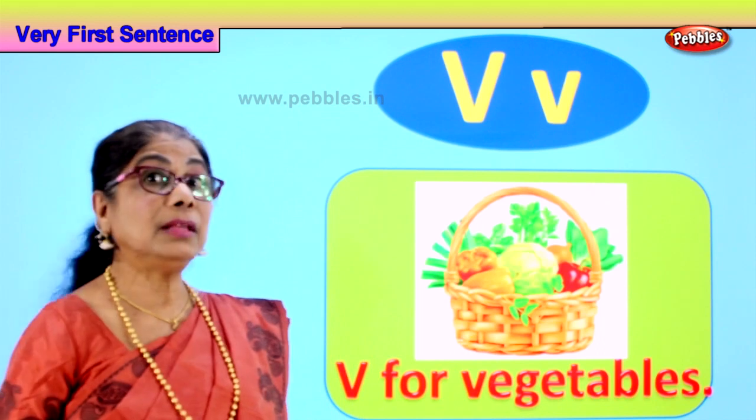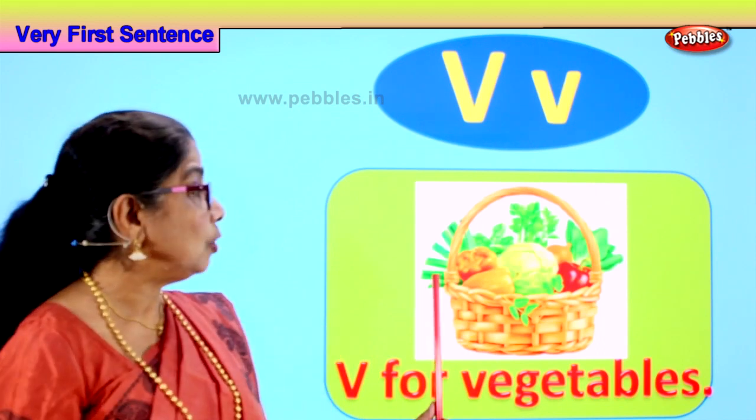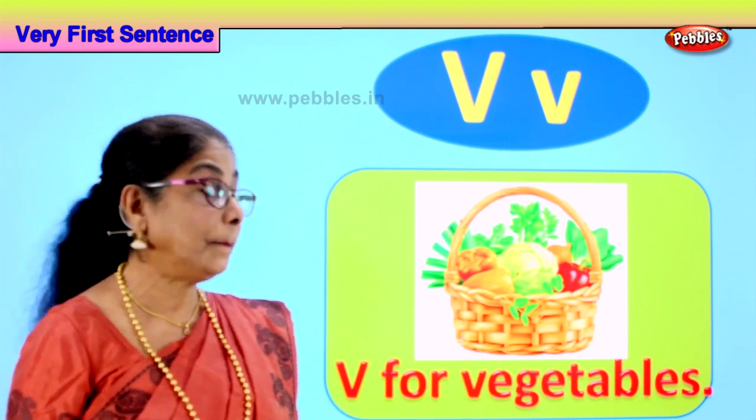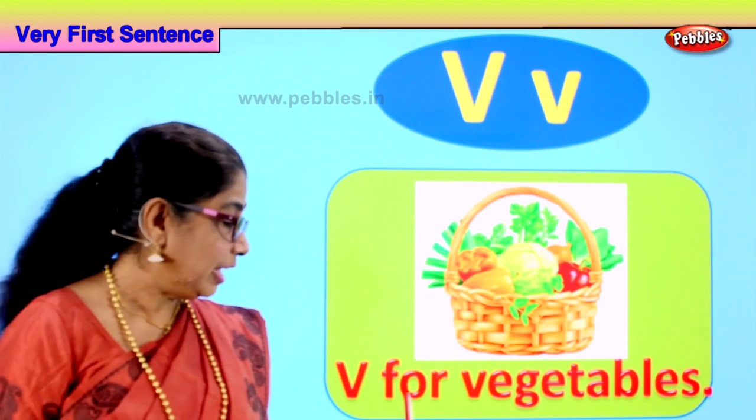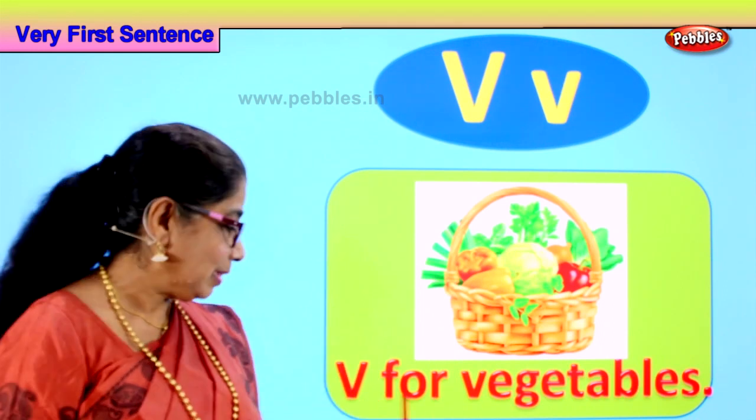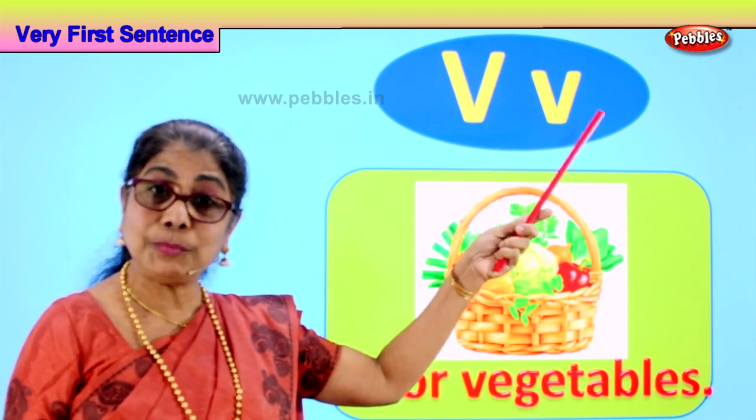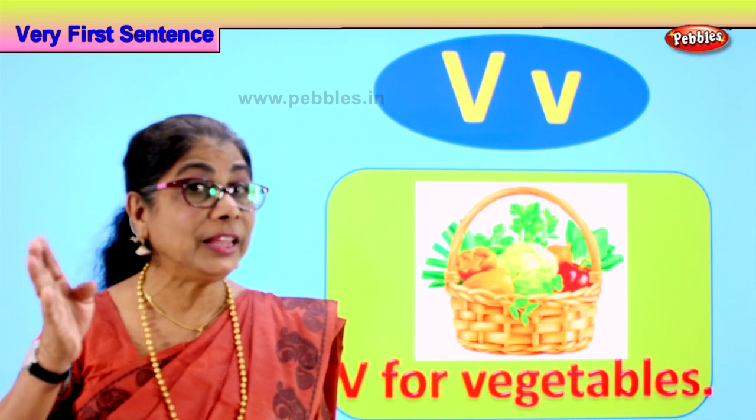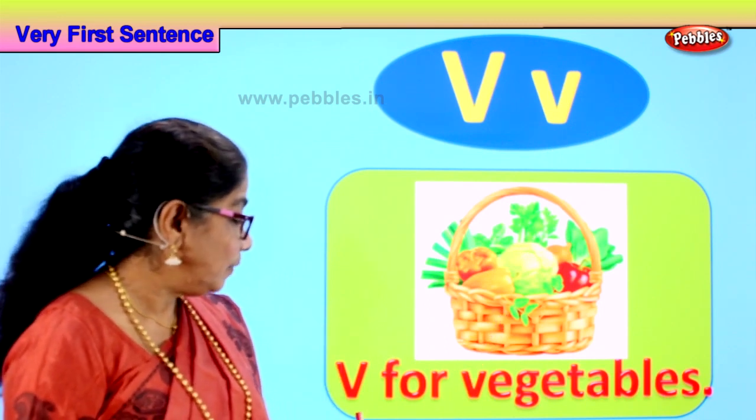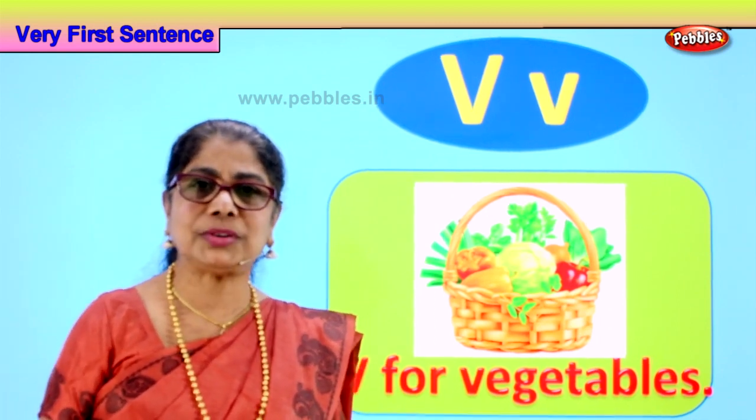So here is the basket of vegetables. Ask mummy and you must eat all the vegetables. Only then will you become a strong person. Let's read. V for vegetables. Read it again. V for vegetables. Big letter V and small letter V. Sound of V. V. A basket of vegetables. V for vegetables. Let's take our next picture.